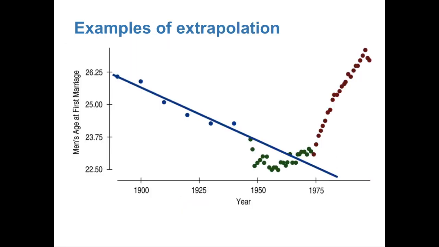Other examples of extrapolation might be listed here. Notice that the year is along the bottom, and of course, the year would continue to increase, but a man's age at first marriage probably wouldn't fall below 0 itself. It might increase or decrease or stay the same. So the red dots would be an example of extrapolation, but notice that those red dots aren't actually following the pattern of the data as it continues. That blue line is only using the data for which it's listed.